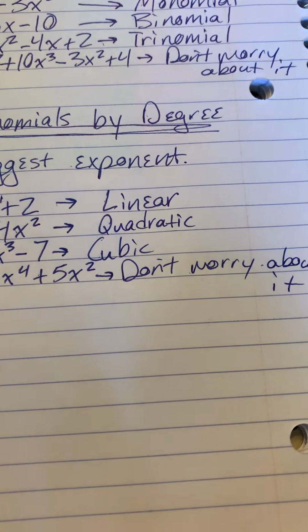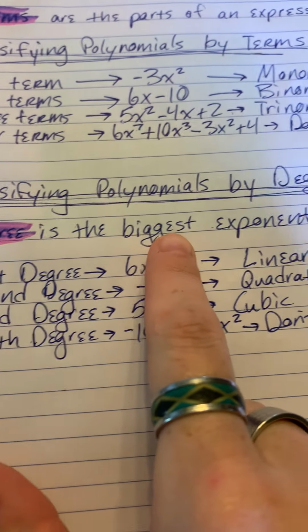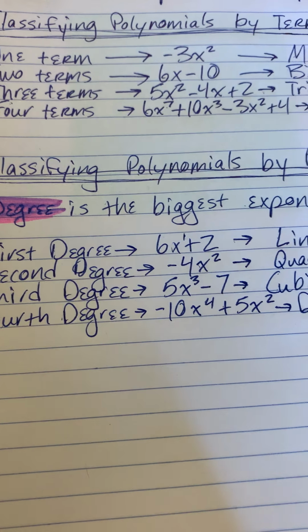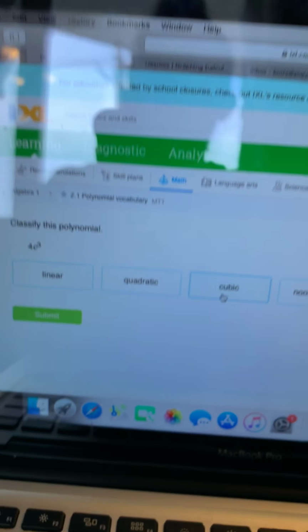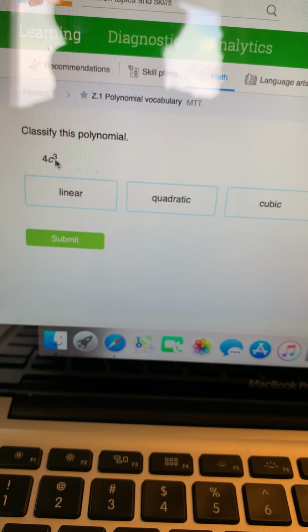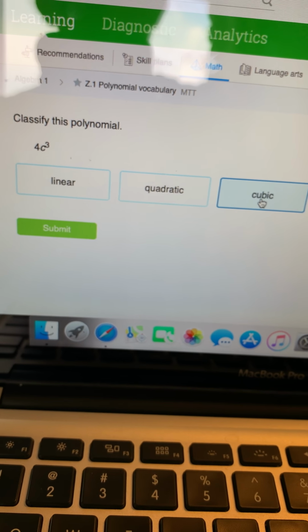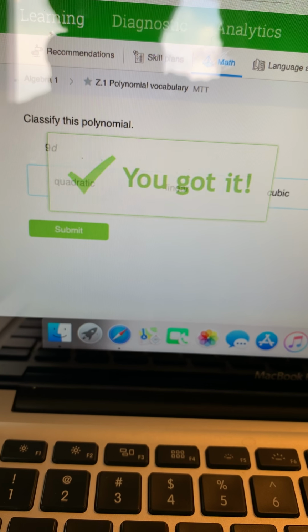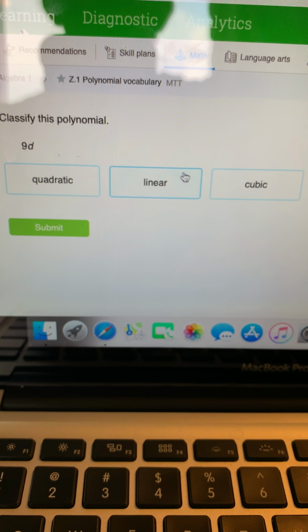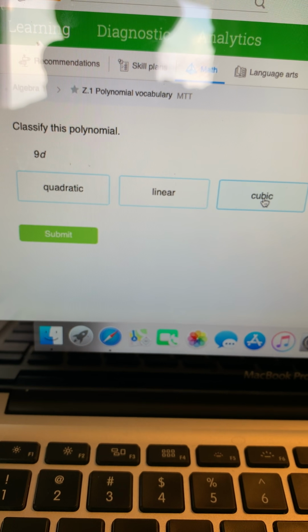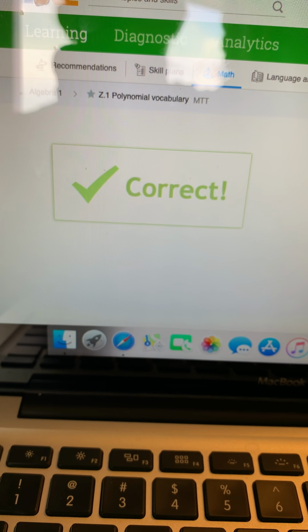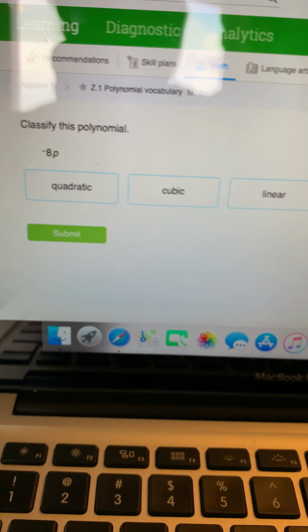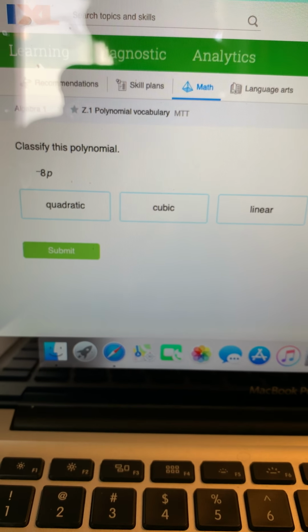Linear, quadratic, and cubic. Those words are about degree, which is the biggest exponent. That's not about the number of terms. Linear is first degree. Quadratic is second degree. Cubic is third degree. The biggest exponent is 3, so we pick cubic, even though it only has one term. Quadratic, linear, and cubic, those are about degree, which means we need to look at the exponent. The exponent is 1, which means linear. I want you to go ahead and try that IXL. Let me know if you need help, especially with these questions here at the end.